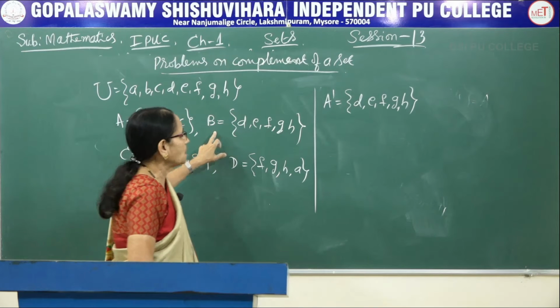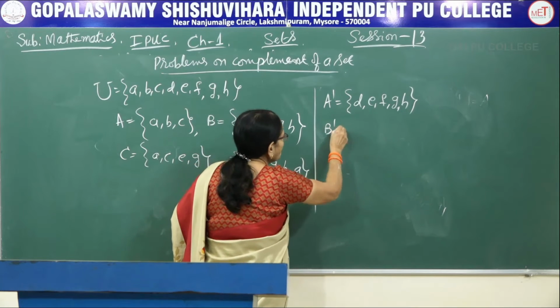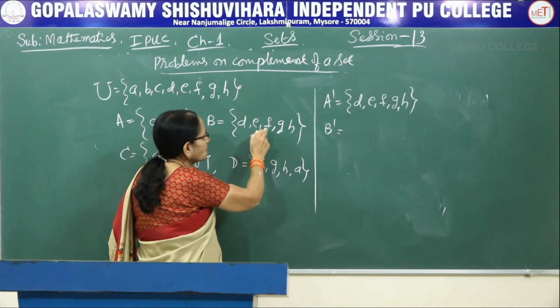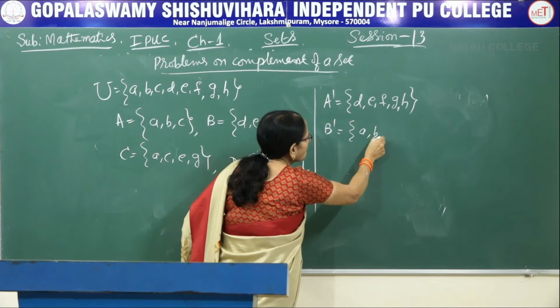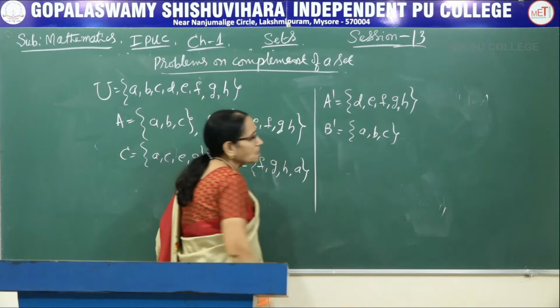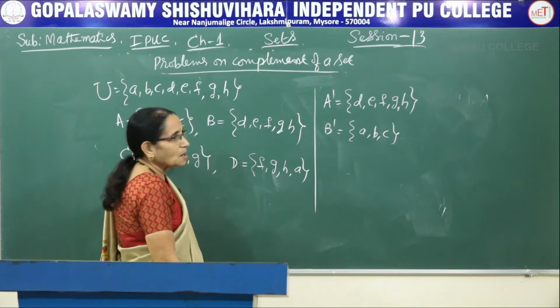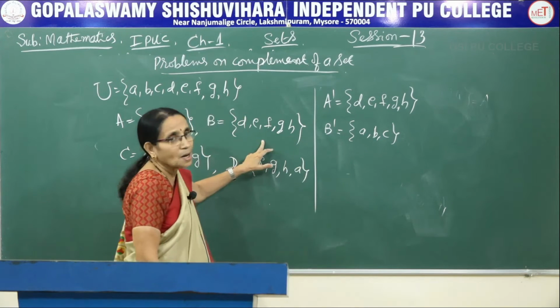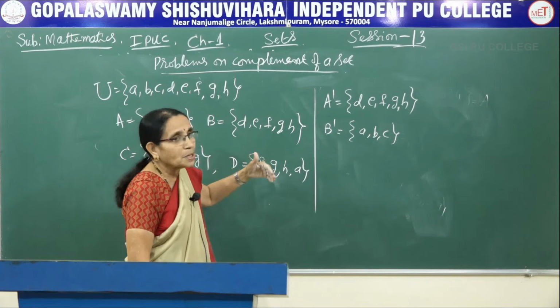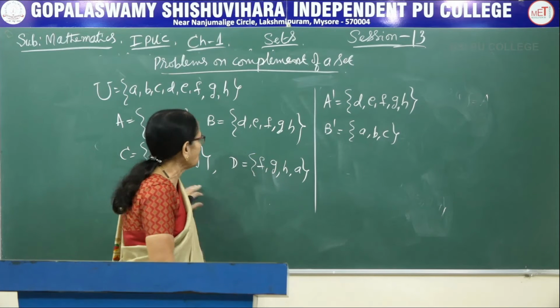Take the set B here. B dash. B dash means, see D, E, F, G, H. Then what are the remaining elements? It is A, B, C. Correct? Look here. A was having A, B, C. Now it is B dash. So they are actually mutually complements. They are complement of each other, or mutual complements, I can say.